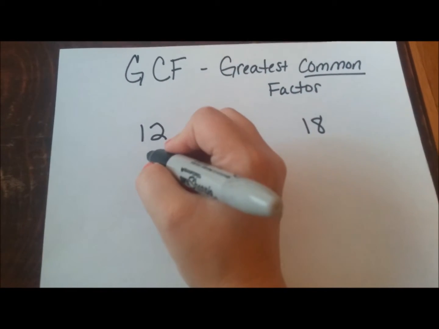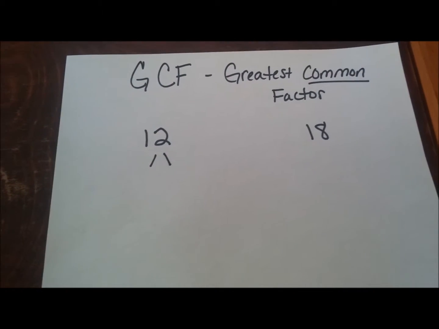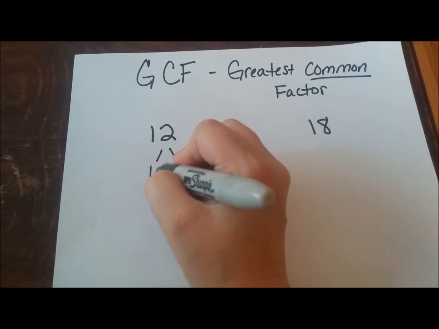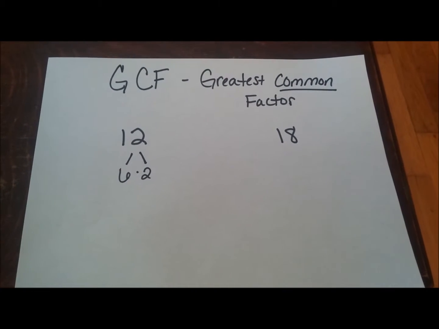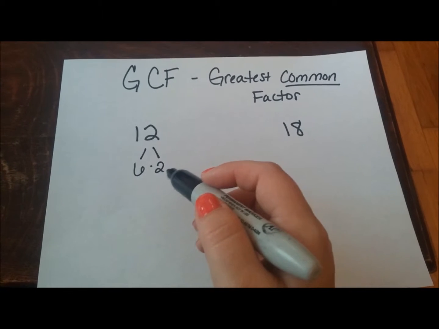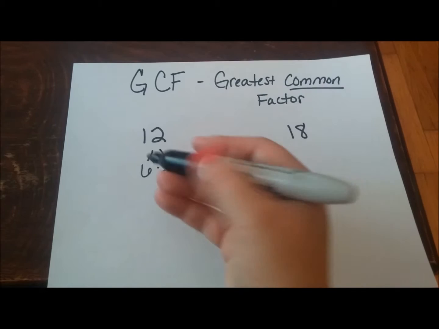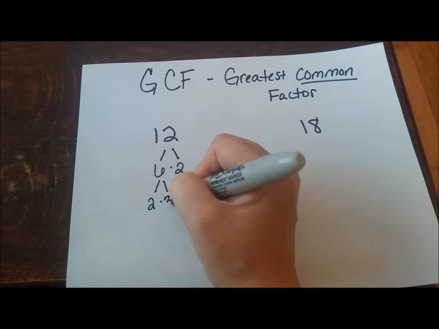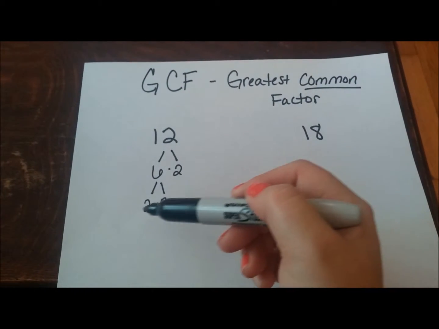So to break it down in my tree, I'm going to draw my branches. Then I'm going to find two numbers I multiply together to get 12. 6 times 2. Now I'm going to check my numbers and see if either are prime. 2 is prime, so I cannot factor it anymore, but I will factor the 6 down into 2 times 3. Okay, all of my numbers on the bottom are prime for 12.